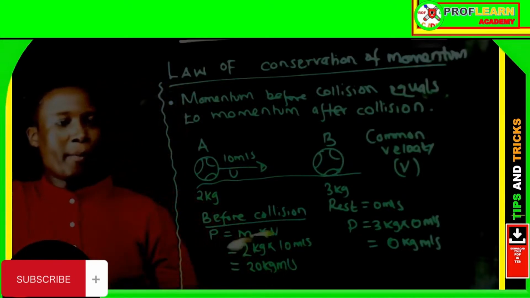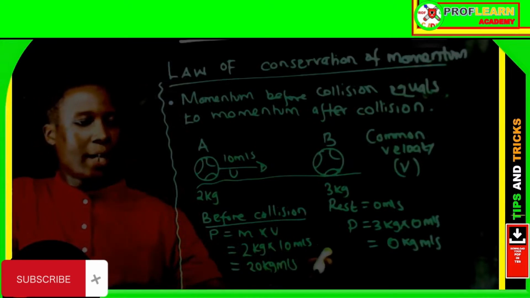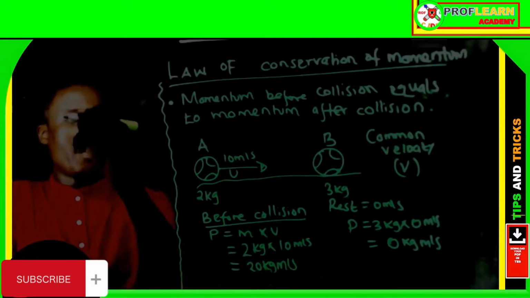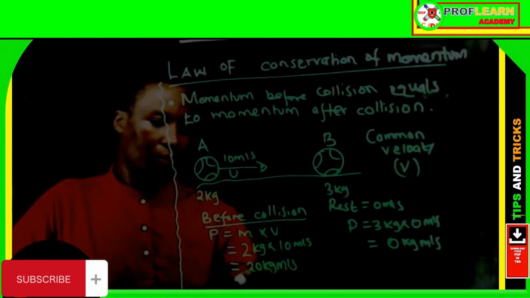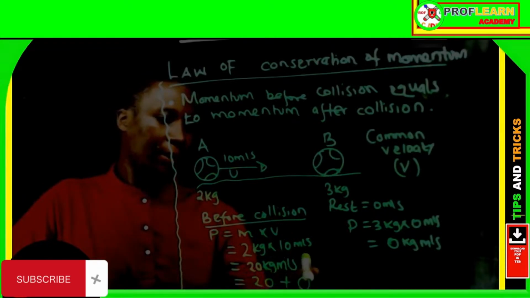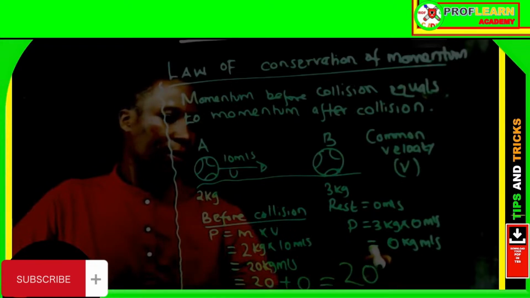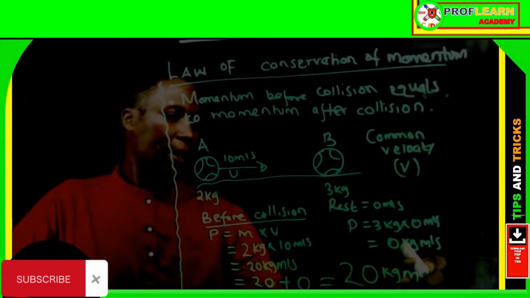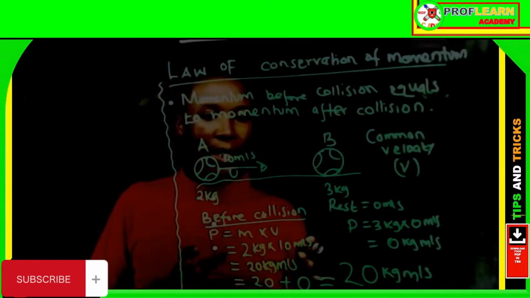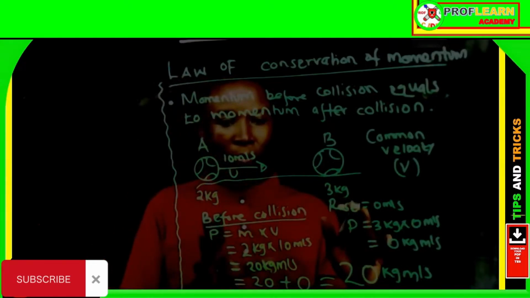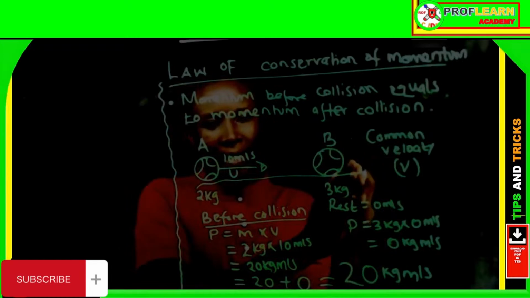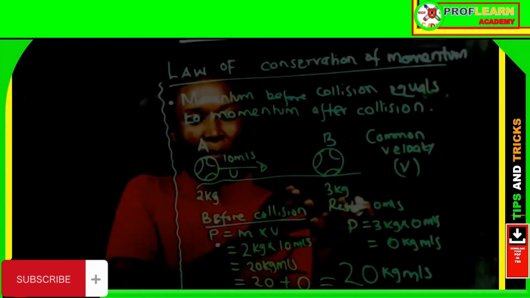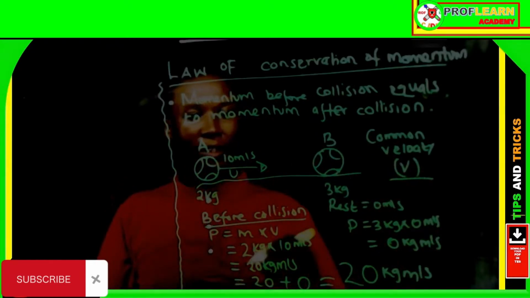Now, total momentum before collision, we can add the two, and this is going to be equal to 20 plus 0, which is a total of 20 kilogram meters per second. Before they collide, the total momentum is this. Now, after the two objects collide, they will combine and move together as a single body at a common velocity v.